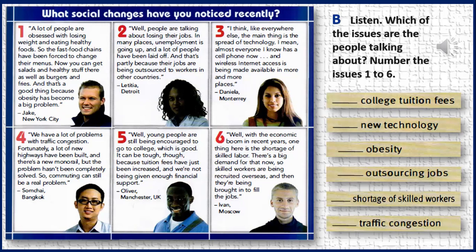4. Somchai, Bangkok. We have a lot of problems with traffic congestion. Fortunately, a lot of new highways have been built, and there's a new monorail, but the problem hasn't been completely solved, so commuting can still be a real problem.